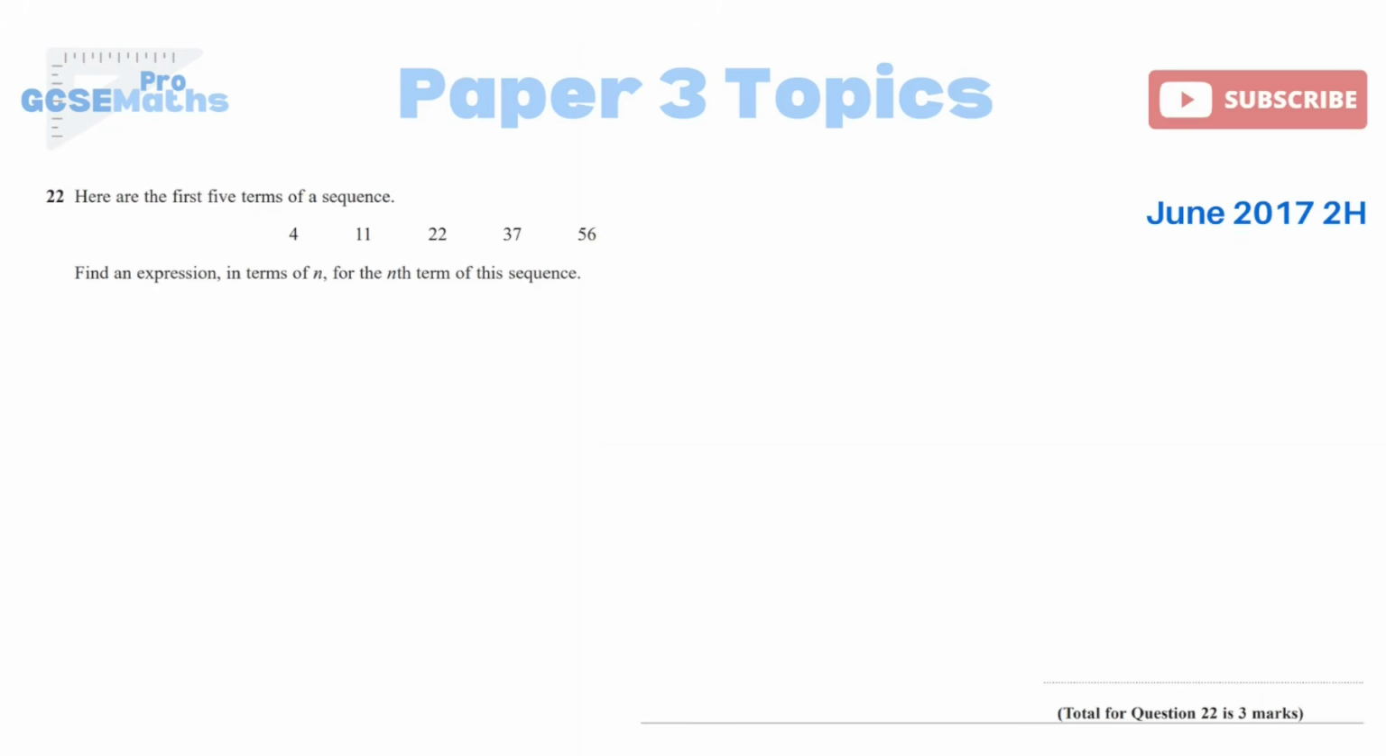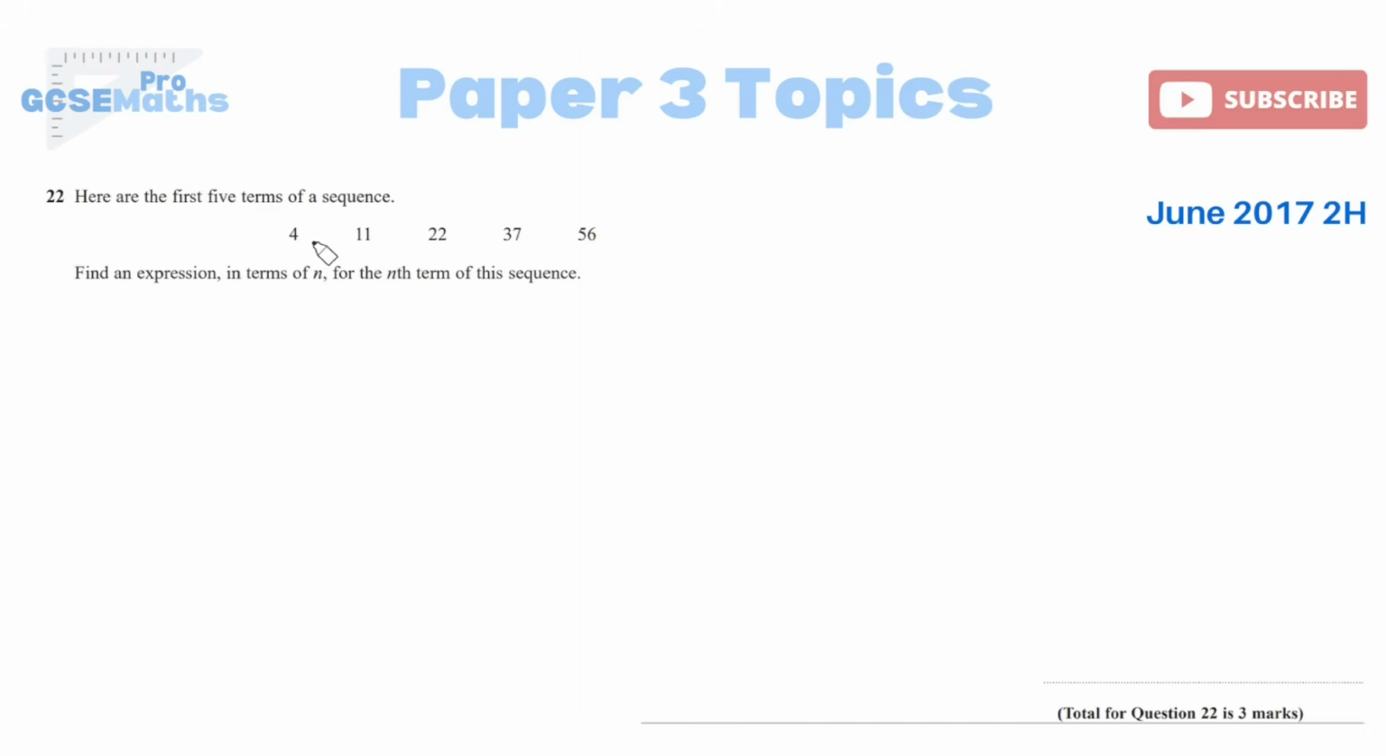Question 22. Here are the first 5 terms of a sequence: 4, 11, 22, 37 and 56. Find an expression in terms of n for the nth term of this sequence. So it doesn't say whether it's a quadratic sequence or a linear sequence. However, the clue is, I feel like, in the fact that it's question 22 and not question 10 or something. So from that you can already assume it's a quadratic sequence.